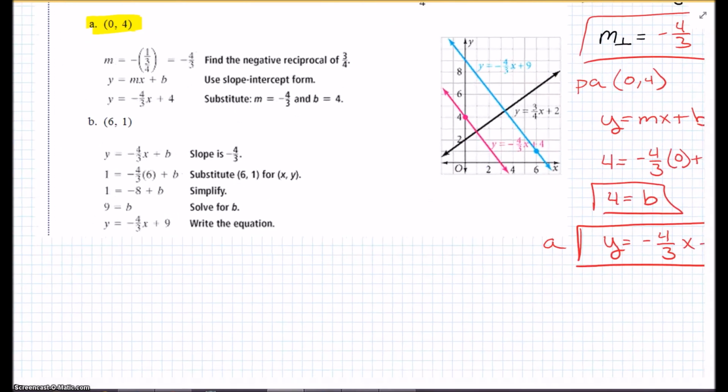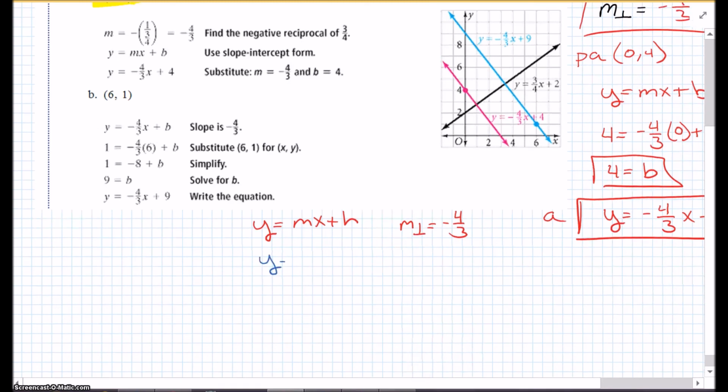Okay, for part B, again, we can use y equals mx plus b. We know the perpendicular slope is negative 4/3. So we could rewrite this equation and plug in our 6 and our 1. But first, let's just go y equals negative 4/3 x plus b. And we have an x and a y value. My y value is 1, so plug it in. Y equals negative 4/3 x. My x value is 6, plus b.